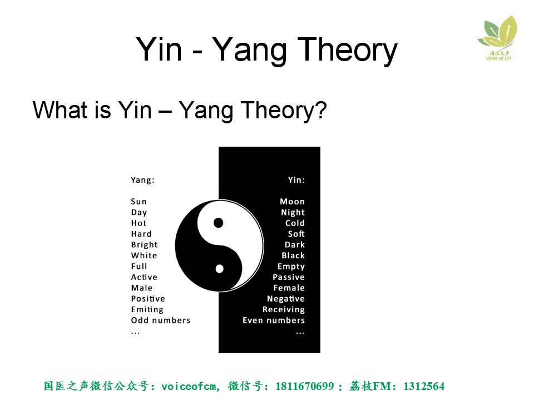Firstly, we will talk about Yin-yang theory and what is Yin and Yang theory. As you have seen from the picture, the picture is divided into two parts, the Yin part and the Yang part. The sun, the day, the hot, hard, bright belong to Yang, and moon, night, cold, soft, dark belong to Yin. So Yin and Yang is very commonly used in our daily life.